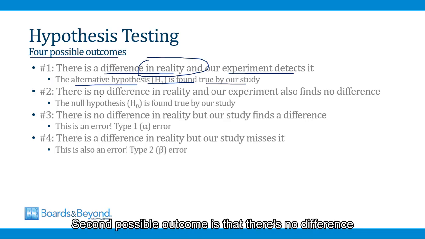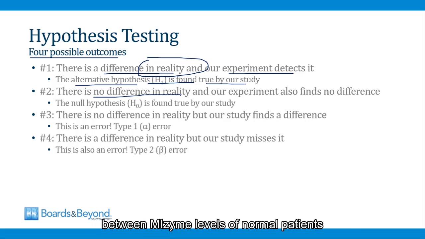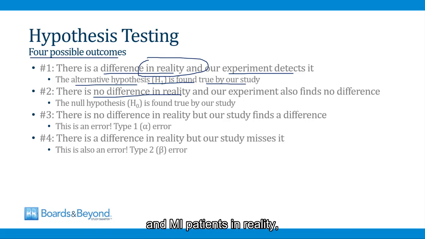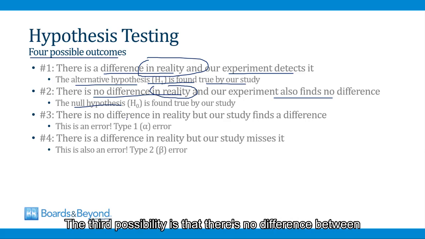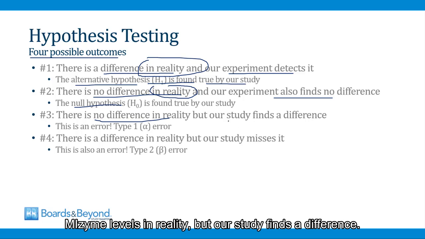Second possible outcome is that there's no difference between MI-zyme levels of normal patients and MI patients in reality, and our experiment also finds no difference. This would mean that our experiment finds the null hypothesis to be true, and that is the correct finding based on reality.